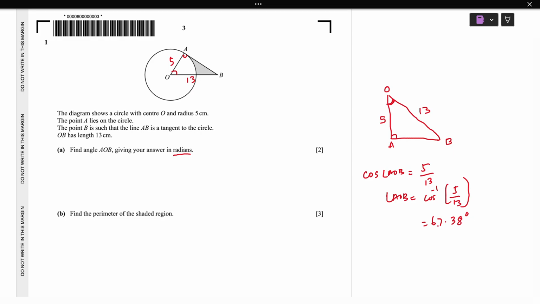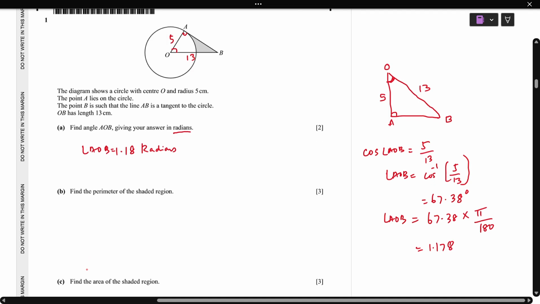So we need to change it into radians. You can use the calculator mode to change to radians, or else, if you want to change it yourself, since this is a given degree, just multiply by pi over 180. This is the way we change degrees to radians. So the answer is going to be 1.178. We always leave the answer to three significant figures, so I'll leave the answer as 1.18. So the answer is 1.18 radians, which is angle AOB.